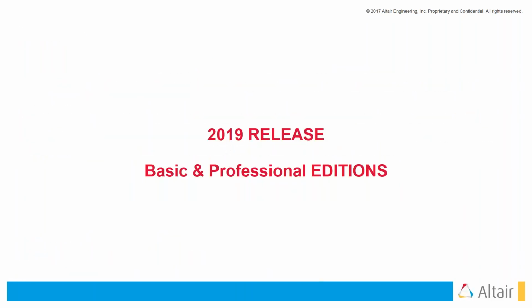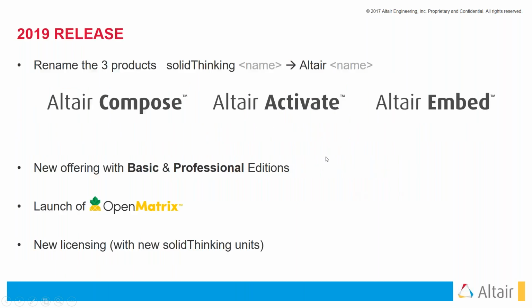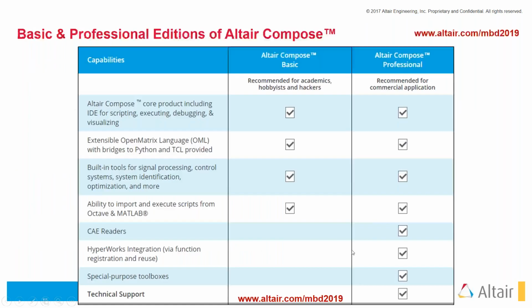So again, I just want to touch upon the 2019 release, the basic and the professional edition of Compose, Activate, and Embed. And we have a new licensing with Altair units as well. HyperWorks units is completely for Compose, Activate, Embed as a bundle. So here is the basic and the professional edition chart. What is available in basic and what is available in the professional, which is part of HyperWorks units.